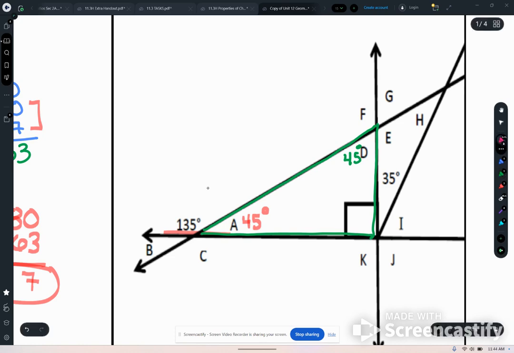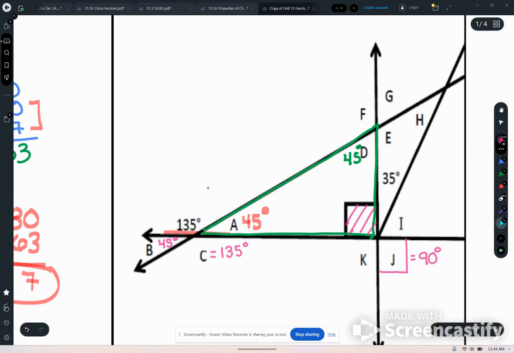We know that angle C is a vertical angle with 135. So we know that this angle is 135. And we also know angle A and B are vertical angles, so angle B is 45. And then we're just going to go from there. We know that if we have the right angle here, then the vertical angle, J, is also 90 degrees.